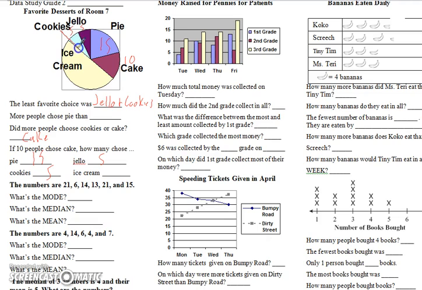And then if I look at this, it's split right down the middle. So ice cream is the same as everything else put together. So I got 10, 25, 30, 35.